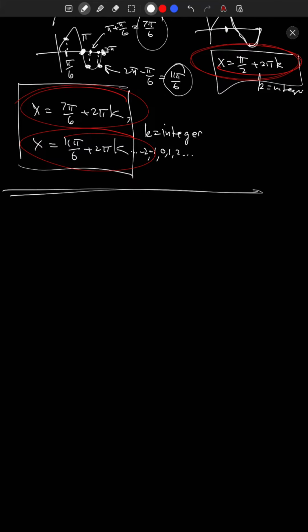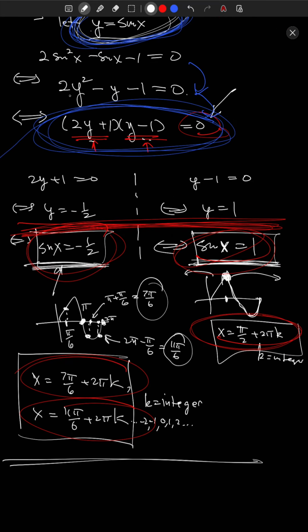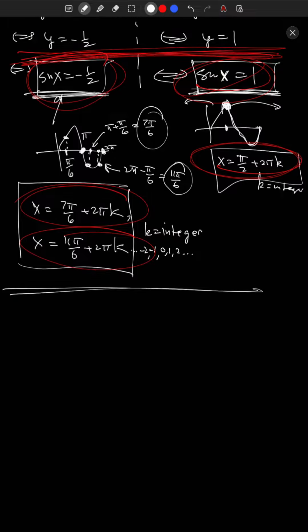Okay, so the question is, how do you factor, right? How did I figure out that this 2y squared minus y minus 1 equals 0 was 2y plus 1 times y minus 1 equals 0? So let's start with the most simple types of problems involving quadratics.